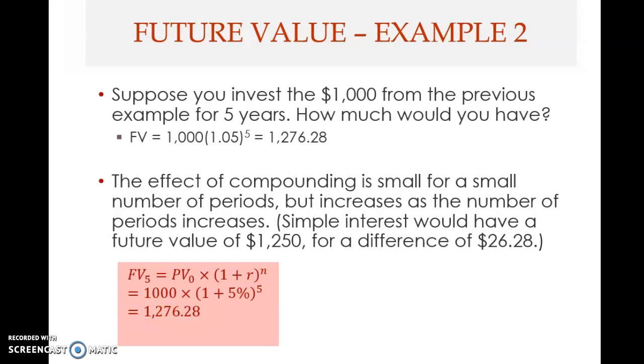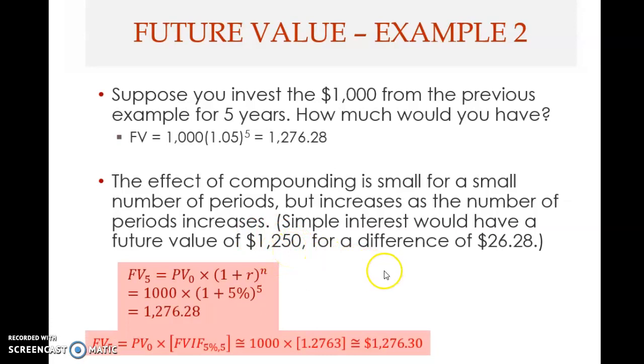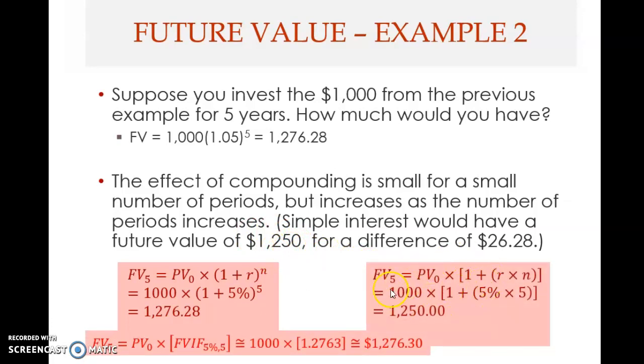This is in dollars, there should be a dollar sign here. $1,276.28 is the answer. The effect of compounding is small for a small number of periods, but increases as the number of periods increases. Now, what is the simple interest? How do you compute it? It's given here as 1,250, so we can show that here.